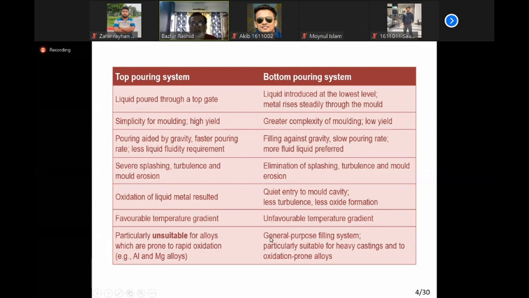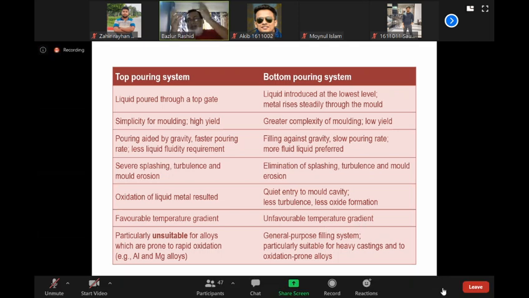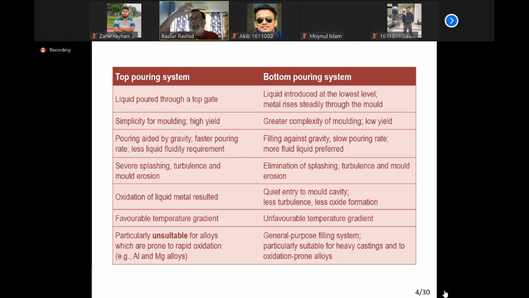This is a general purpose filling system we will use, and it is particularly suitable for oxidation-prone alloys like aluminum. So aluminum and magnesium are excellent for a bottom pouring system, and it is particularly suitable also for heavy casting. Since heavy casting requires more time to start solidification, during this time the unfavorable temperature gradient can be minimized. Because of the convection, colder liquid can go down and hotter liquid can go up, and solidification doesn't start yet. So for heavy casting, this system is good for producing better quality casting.